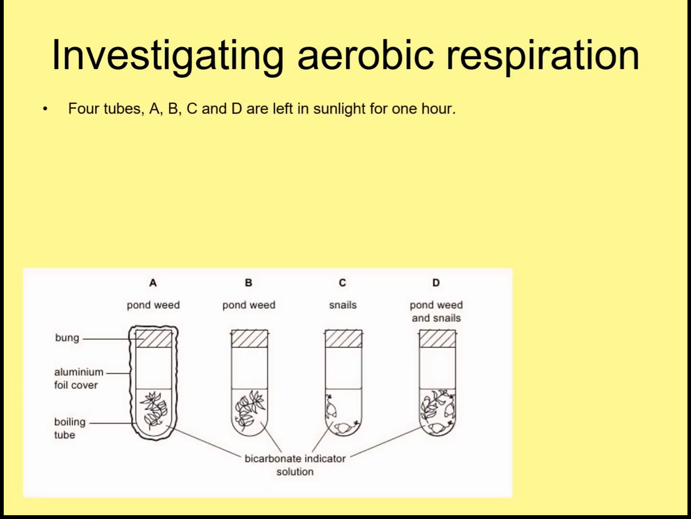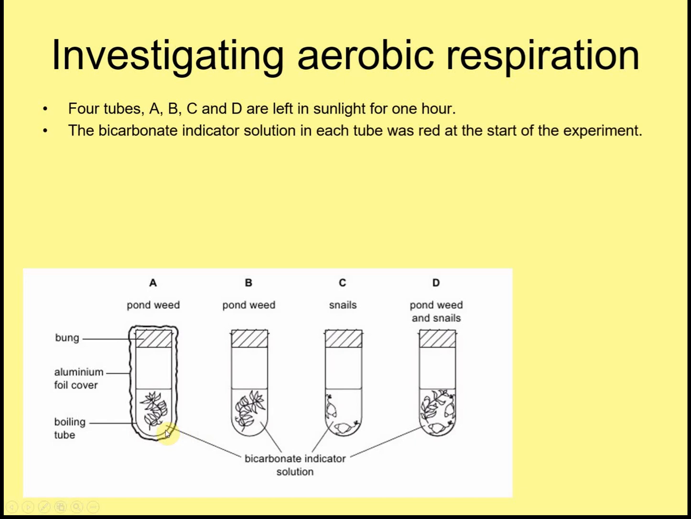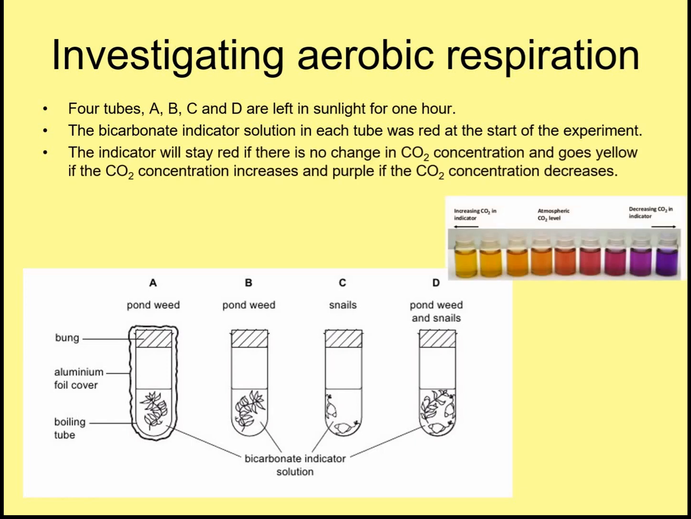So here we've got 4 tubes, A, B, C and D, and they were set up in sunlight and left for an hour. We've got pondweed, we've got snails, we've got pondweed and snails, and we've got pondweed surrounded with tin foil. Notice the tubes are sealed, so any gas that's in here is the only source of any gases that can go into solution in the water. The bicarbonate indicator solution is mostly water with the indicator in it. Remember, it was red at the start of the experiment, and it will go yellow if CO2 concentration increases, and purple if the CO2 concentration decreases.